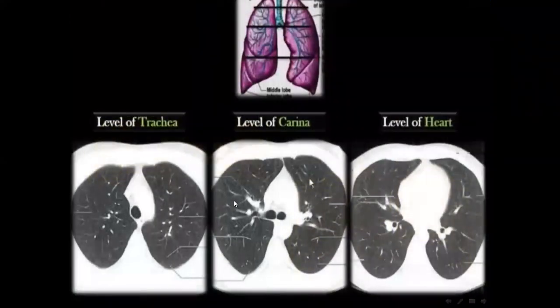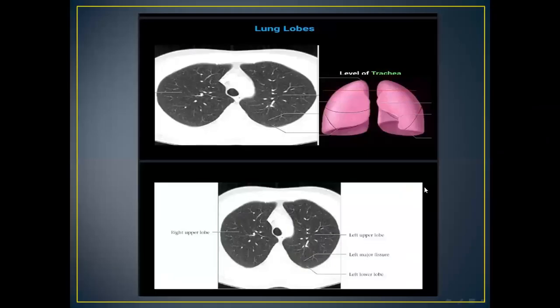On CT, we have 3 levels: the level of the trachea, this is the trachea, the level of the carina, where we have the right and left bronchus, and the level of the heart, this is the heart. First level is the level of the trachea. At the level of the trachea, this line, the right line, is passing only through the upper lobes. So what we have here is the right upper lobe and the left upper lobe only.